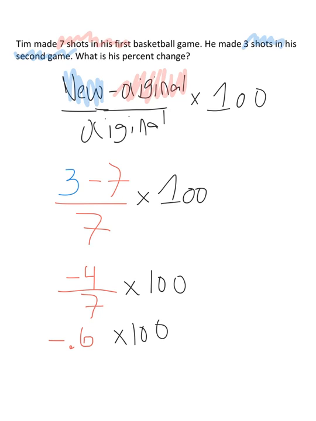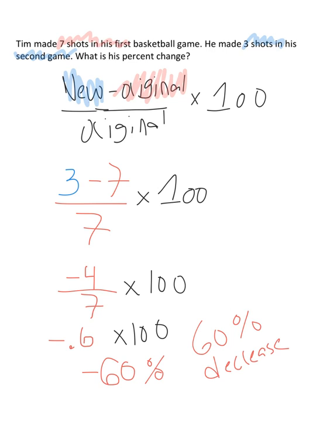And last but not least, we're going to multiply negative 0.6 times 100, and we end up with negative 60, and because we multiplied by 100, that's a percent. Now remember, the negative just tells us that it was a 60% decrease, which makes sense because notice in his first game he made more shots than his second game, so we're expecting a percent change that's a decrease, which is what we ended up with, 60% decrease.